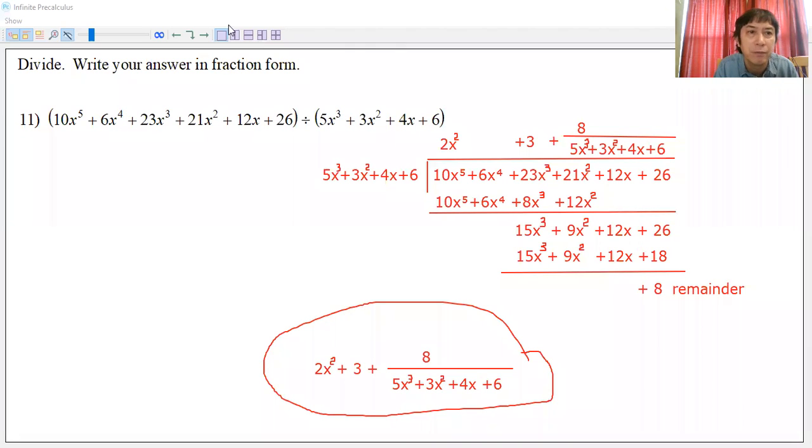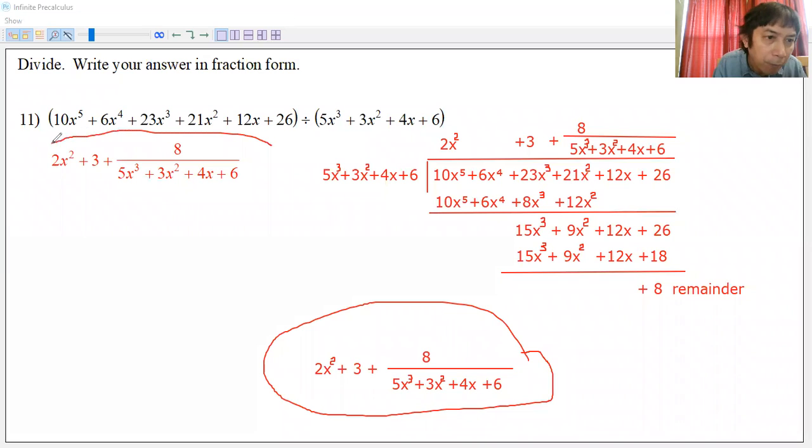And we can check and verify the computer's answer. It's 2x squared plus 3 plus 8 over 5x cubed plus 3x squared plus 4x plus 6. So it's the answer over here, and it matches our quotient. So we're correct with number 11.